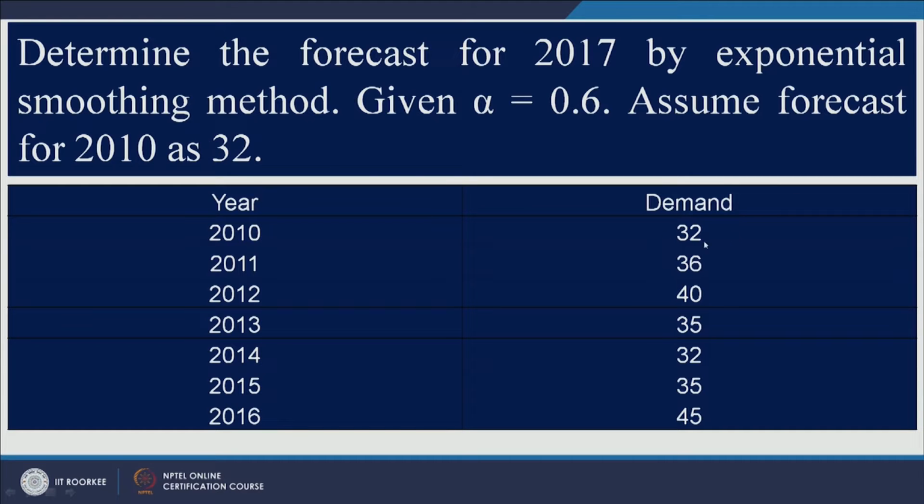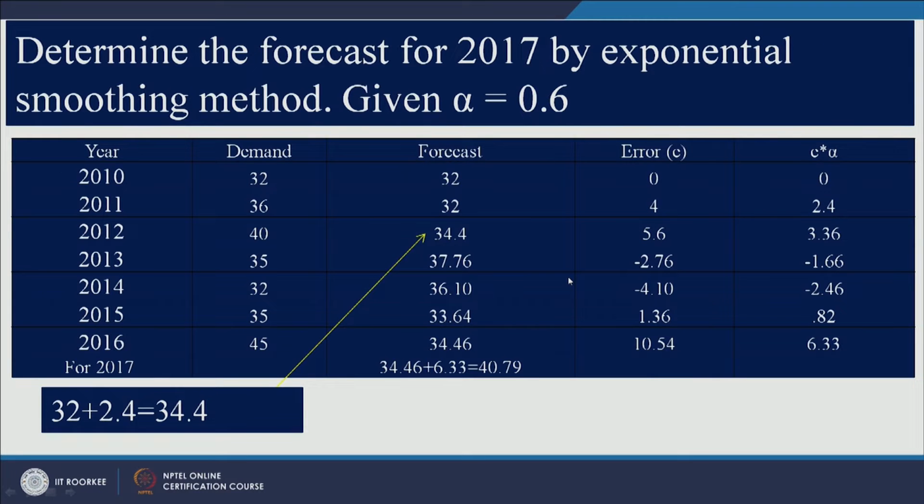If you have not been given the forecast for the initial period, then you take the forecast to be the same as demand. Had this point not been given, we would have considered the forecast in 2010 as 32. But since we have been given it, we will use that number in calculating the forecast for the next period. So, this is the question, let us solve this one.